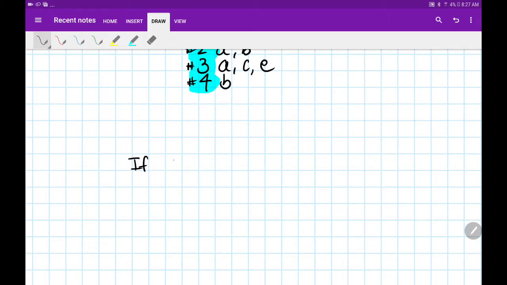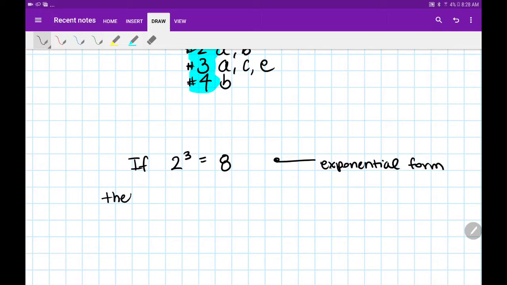If 2 to the power of 3 equals 8, this is what we call exponential form, because you see an exponent. Then, now I'm introducing this new mathematical operator called the logarithm. This is just a definition, so there's nothing to argue. But basically, then 3 equals log base 2 of 8. That's pronounced log base 2 of 8.